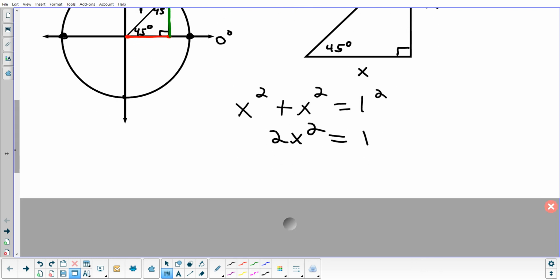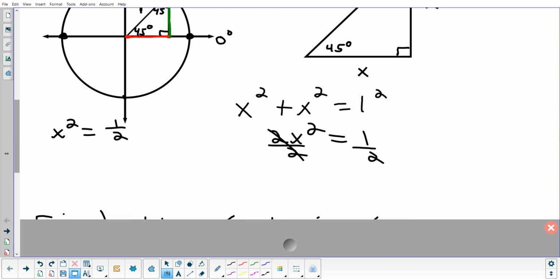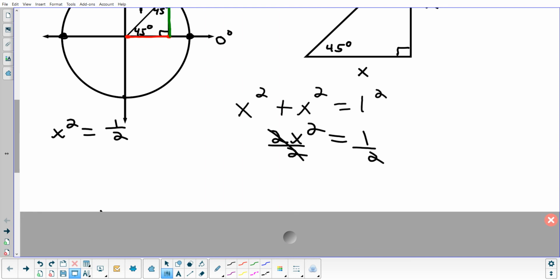What's my next step to solve for x? What if we divide by 2? I'm going to divide by 2. I'm just going to copy it over here so I have some more space. So we have x squared equals 1/2. And what would be my last step now so I get x by itself? Would you square root it? Yep, I'm going to square root it. And remember, when you square root both sides, if you have a fraction, you do the top and you do the bottom separately.